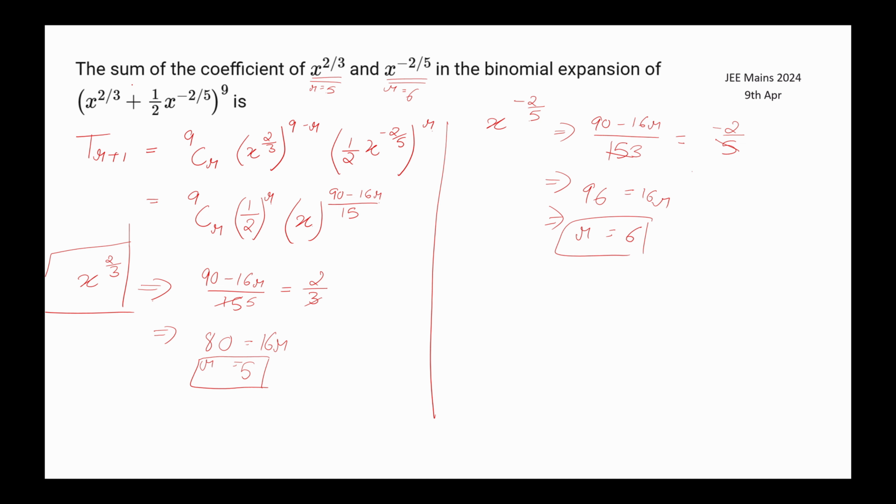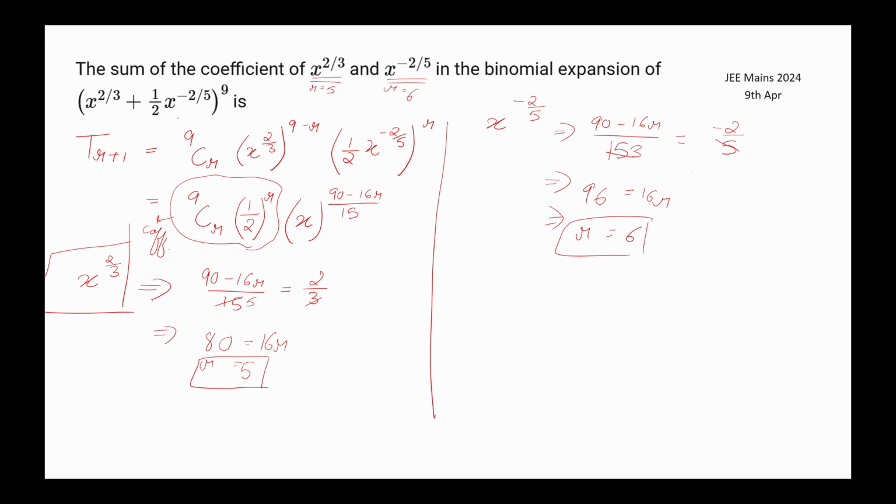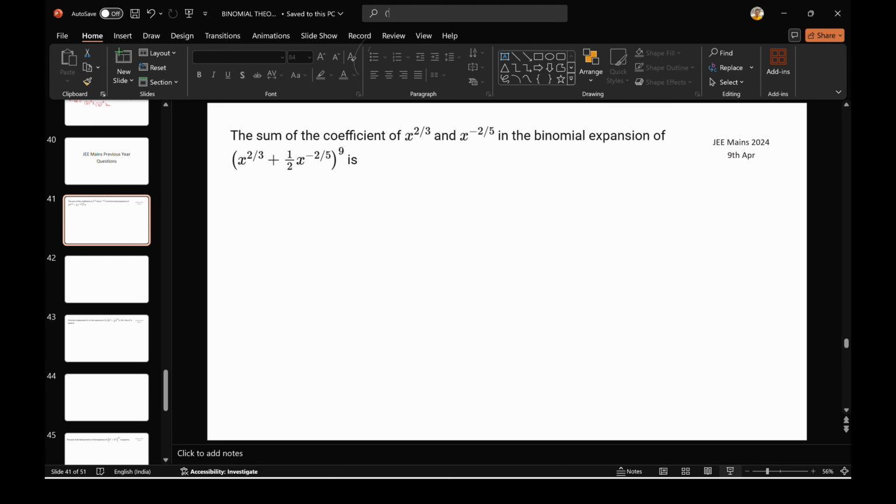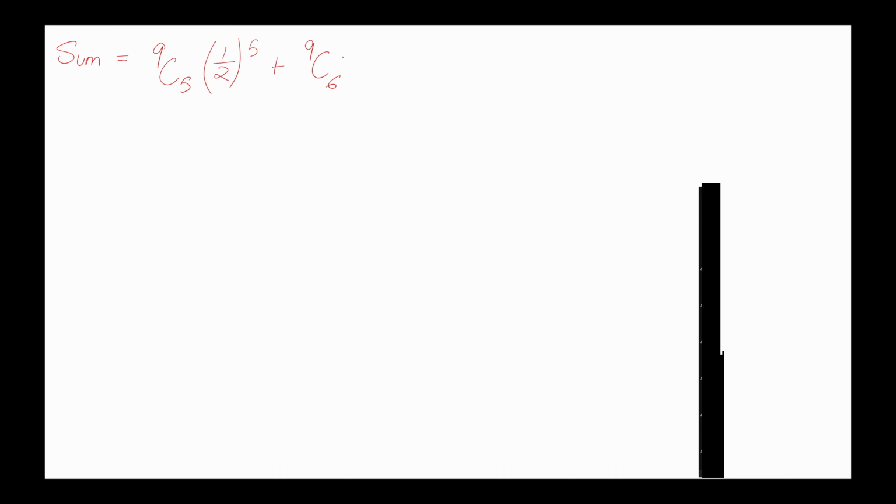Now what have they told us? We have to find out the sum of coefficients at r equals 5 and r equals 6. And what is our coefficient? Basically this portion here. This is our coefficient. So let us find out the sum. Our sum would be equal to, first at r equals 5, 9C5 (1/2) to the power 5, plus 9C6 (1/2) to the power 6.